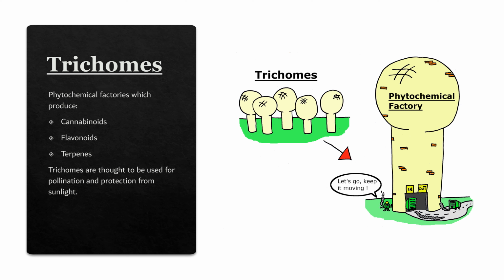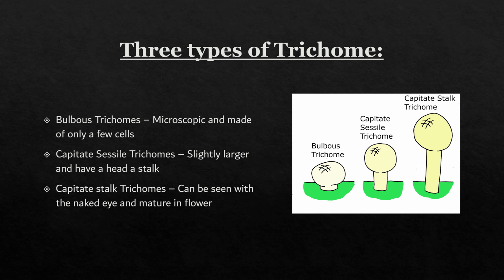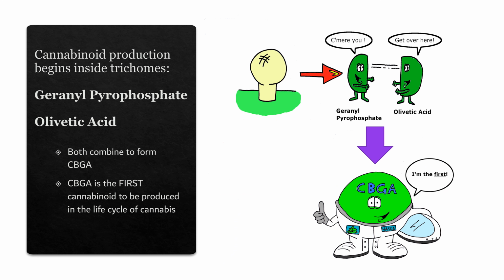There are three types of trichome, which occur over the life cycle of cannabis. Bulbous trichomes, which cover the entire plant and are microscopic, comprising of only a few cells. Capitate sessile trichomes, which are slightly larger in size and are comprised of a head and stalk. Capitate stalk trichomes, which are the trichomes that can be seen with the naked eye, and which reach maturity at the end of flower.